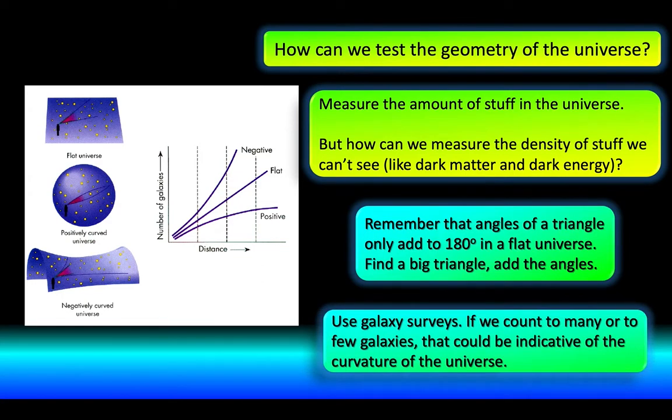So one thing we could do is use galaxy surveys. If we measure and count the number of galaxies out to a certain distance away from us, we expect that if we were to look out in a certain direction on the sky, we could count all the galaxies out to a certain distance. A flat universe would predict some amount of galaxies, but in a positively curved universe, we would expect to count fewer galaxies out to that distance. And in a negatively curved universe, we would count a lot more galaxies if we measure out to a certain distance. So the number of galaxies you count will be affected by the curvature of the universe as a whole.